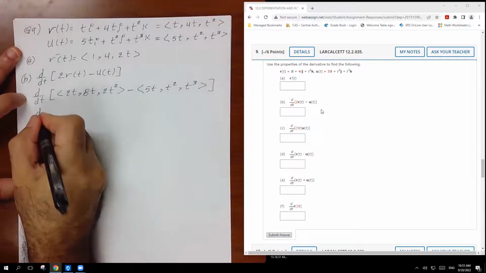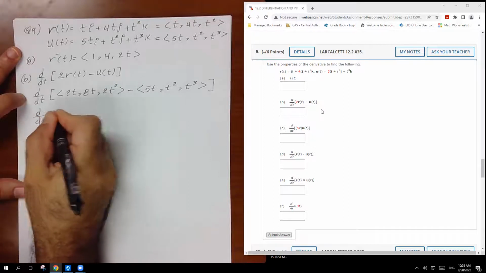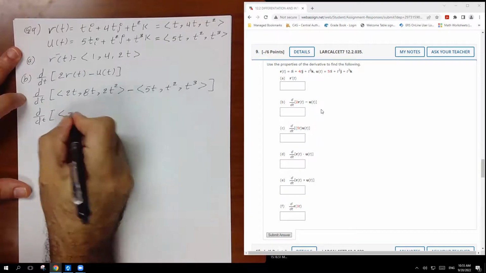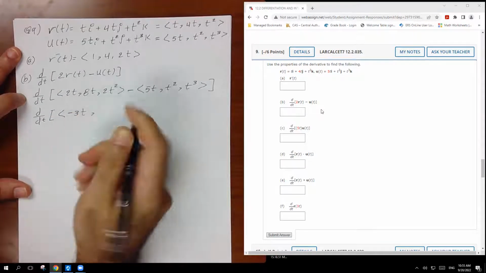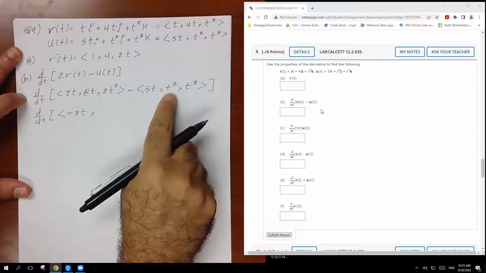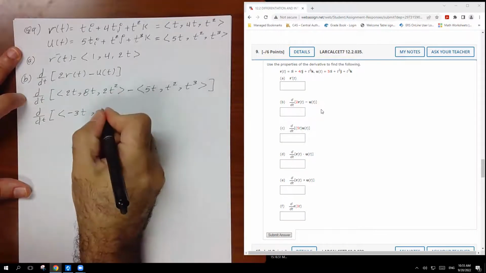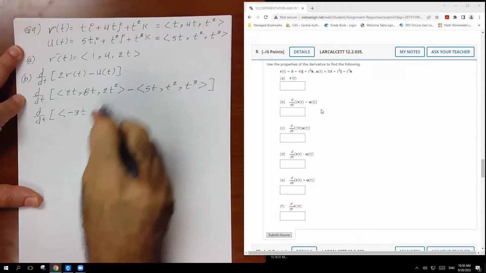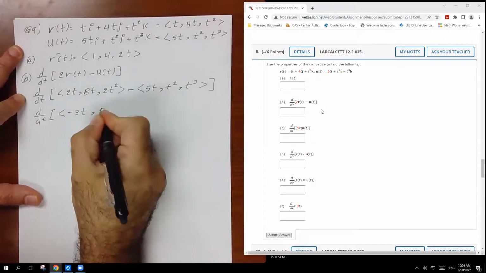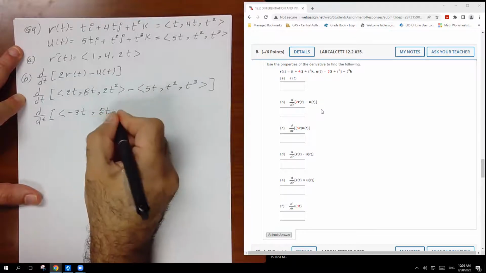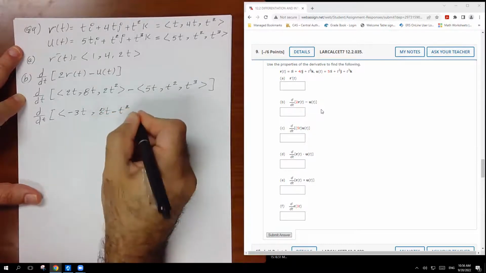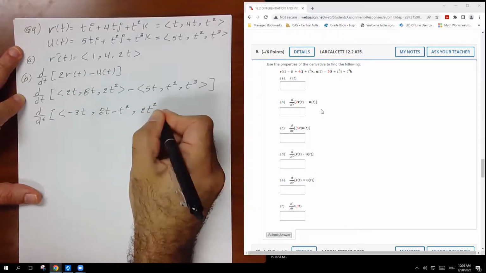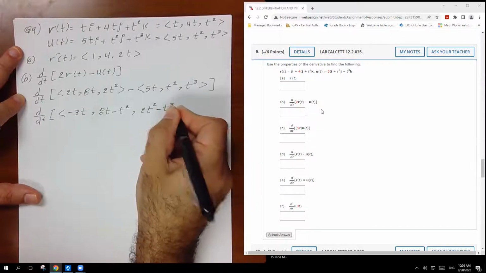Then I'm going to combine these together. So it's going to be 2t minus 5t is negative 3t. 8t minus t squared, so you can't combine these together. So it's going to be 8t minus t squared. And the third component is going to be 2t squared minus t cubed.